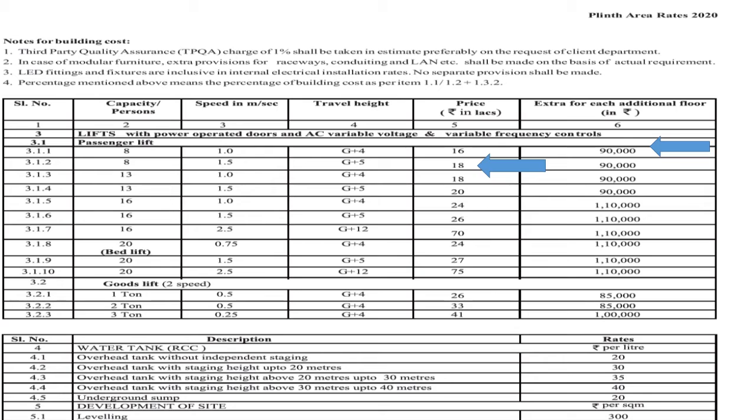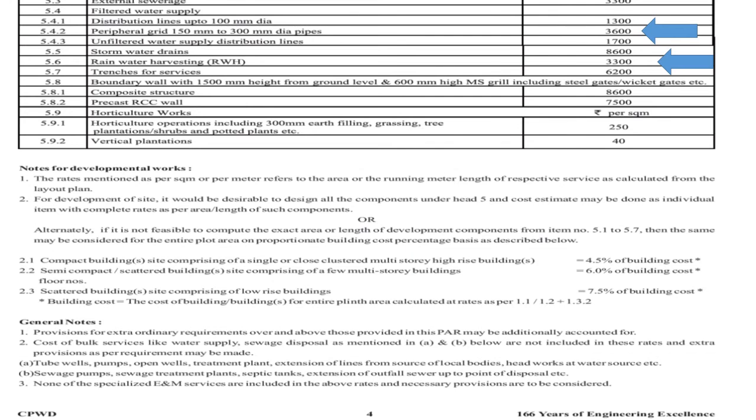This sheet shows the rate of lifts, passenger lifts. Then overhead tank, sump, etc. This sheet shows the rainwater harvesting and other items.